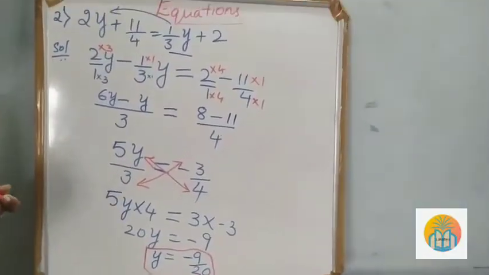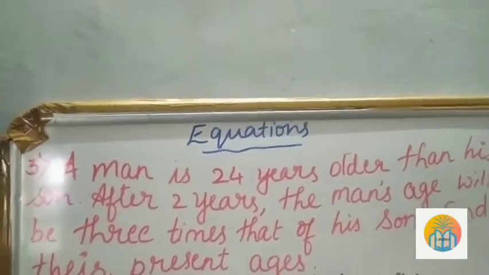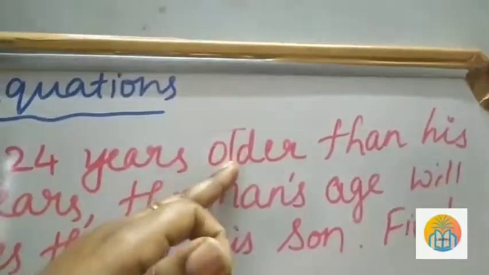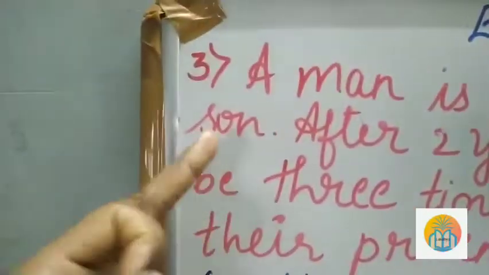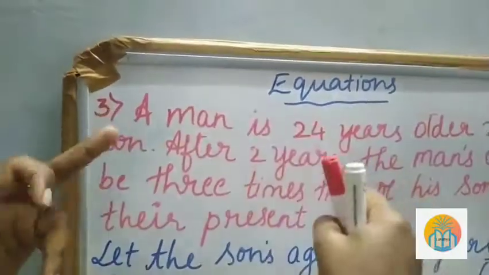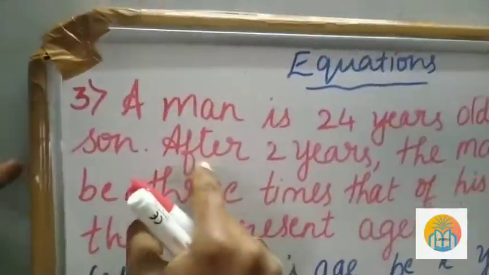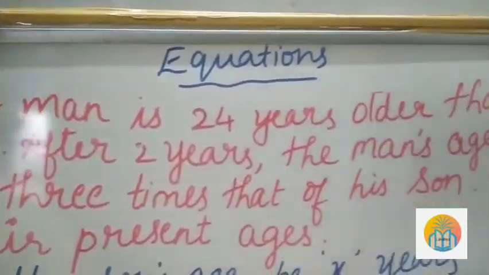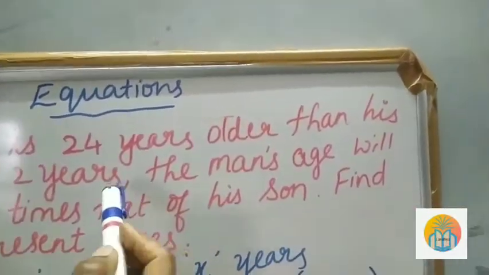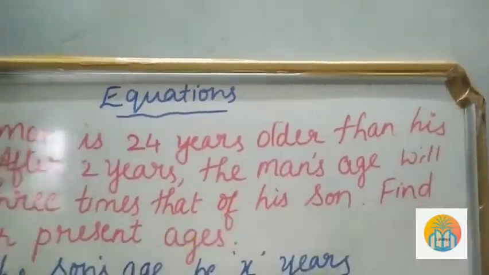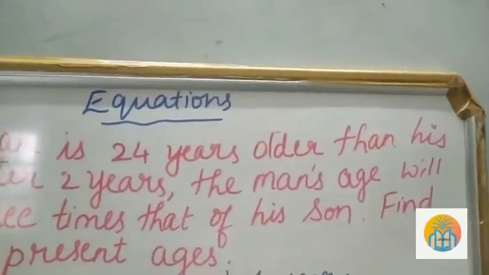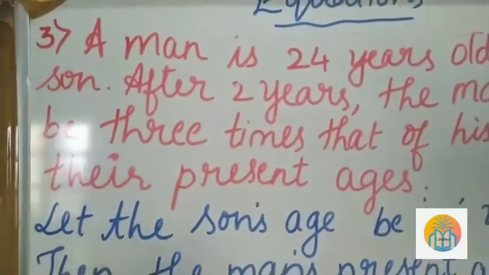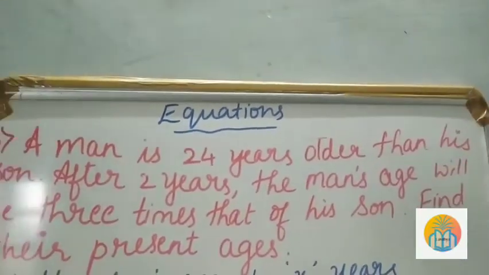Hope you have understood. This is one of the word problems, that is, the application level problems. A man is 24 years older than his son. That means a person, that is a father, is 24 years older than his son. Now after 2 years, the man's age will be 3 times that of his son. So after 2 years the father's age will be 3 times that of his son. Now the question is, find their present ages. So what are the present ages of the father and the son?